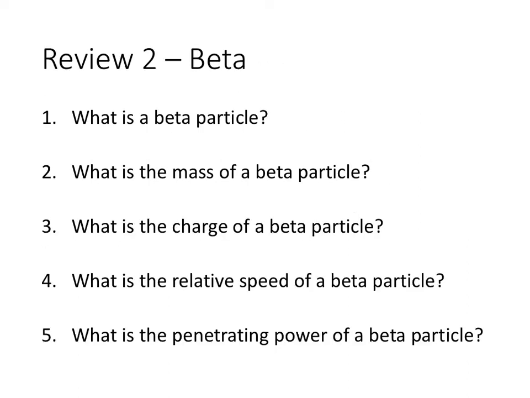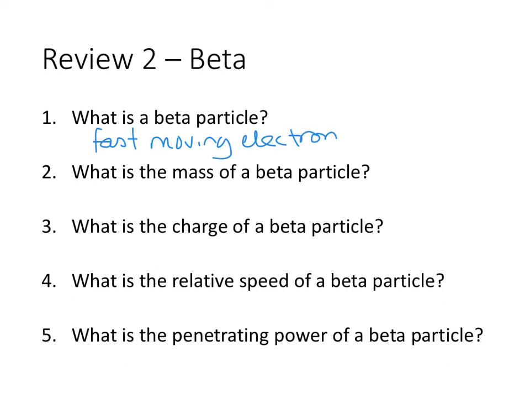So again, review questions, so pause the video, you can rewind the video, look at the information. We need to answer these questions. So what is a beta particle? It's a fast moving electron.